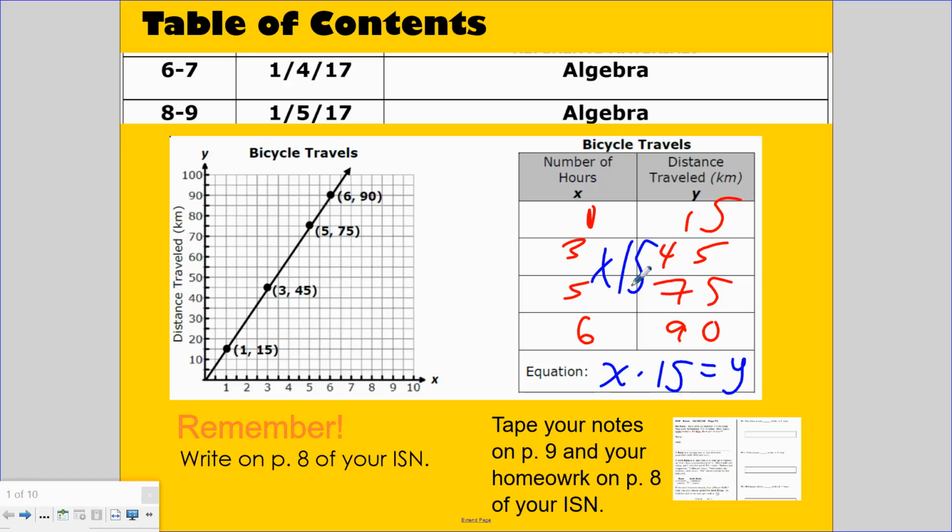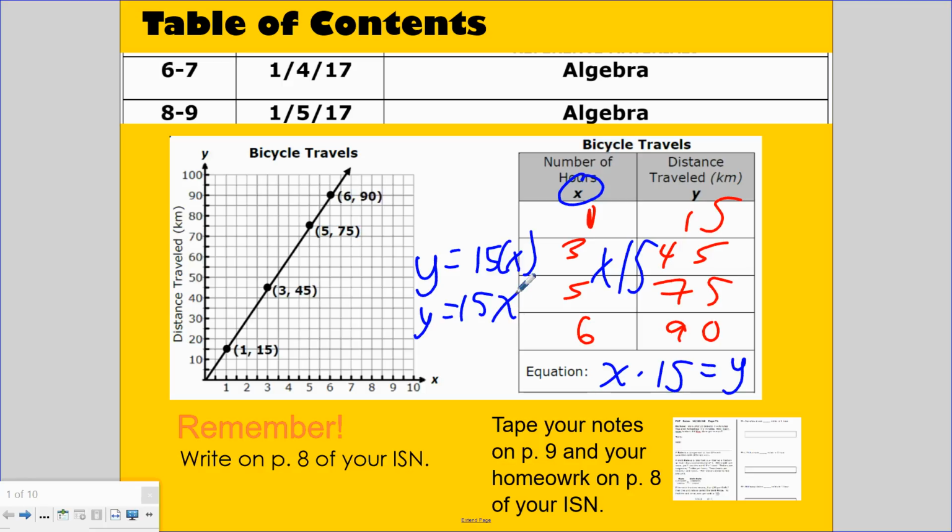I have to multiply the 15 by the number of hours. And what variable do I see right here? X. So x times 15 equals y. Or it could be y equals 15 times x, or y equals 15x.